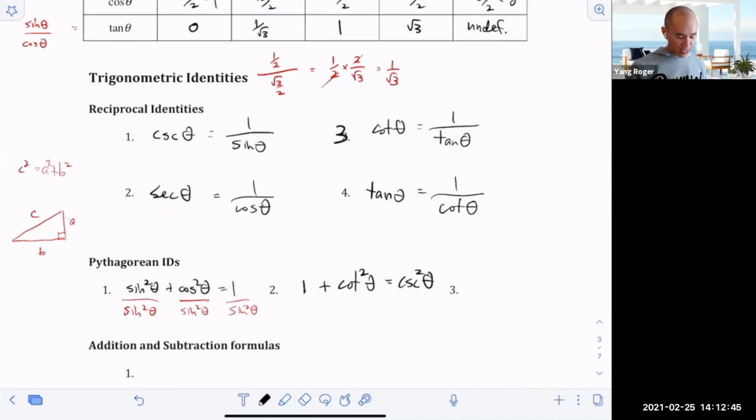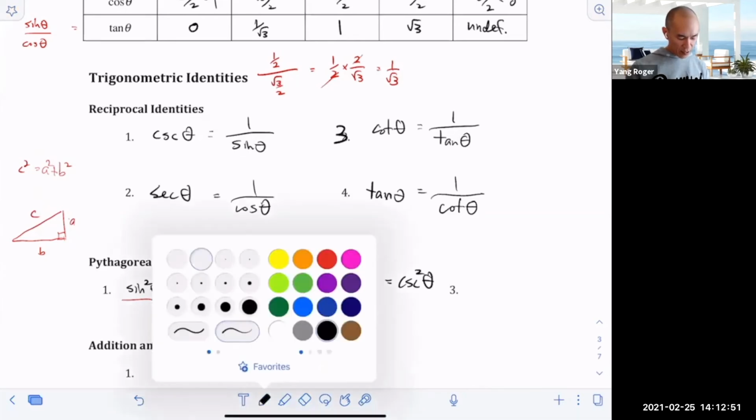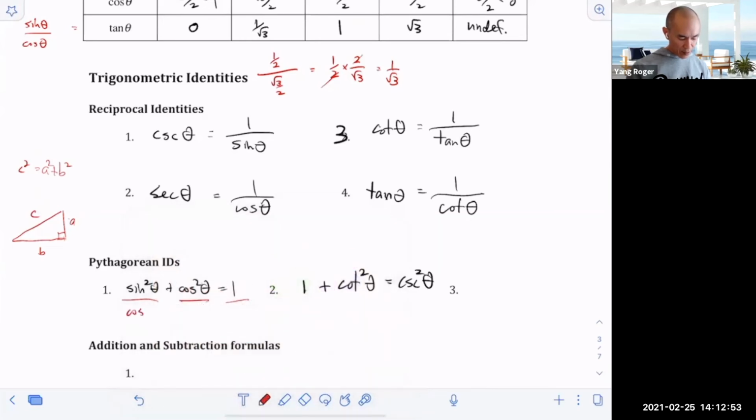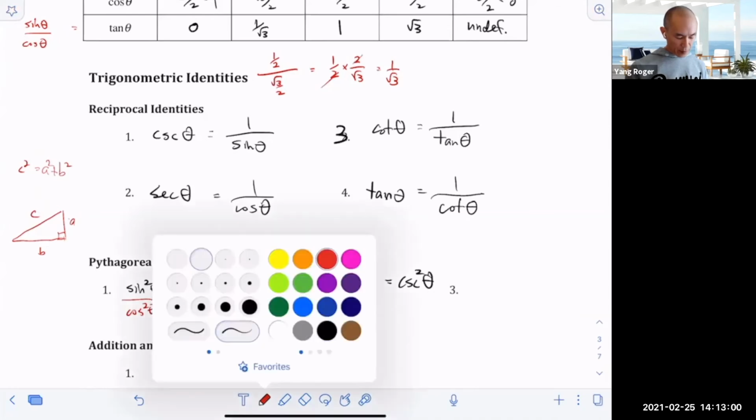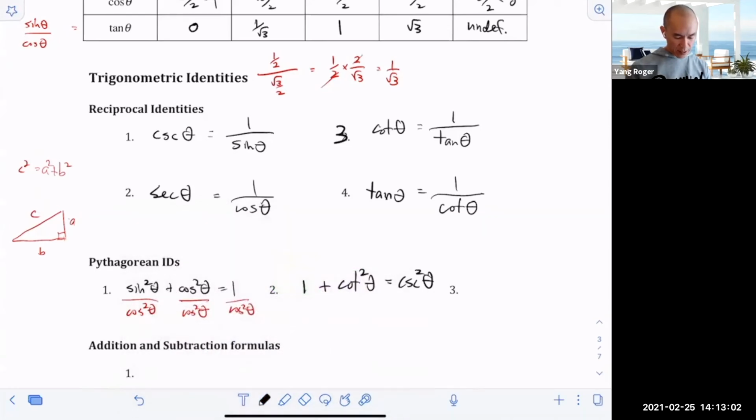Instead of dividing by sine, what we could have done is divide by cosine. So if instead I divided by cosine squared theta, then what would we get? Well, that first term now becomes tangent squared theta. The second term becomes plus 1, and the last term becomes secant squared theta.